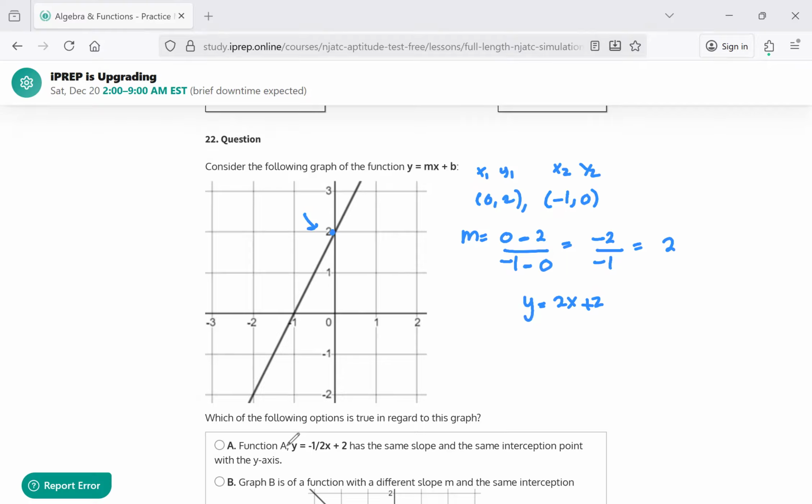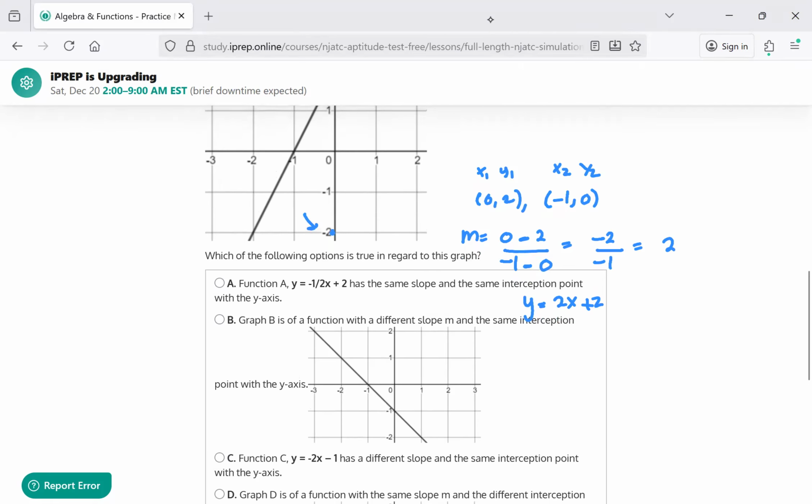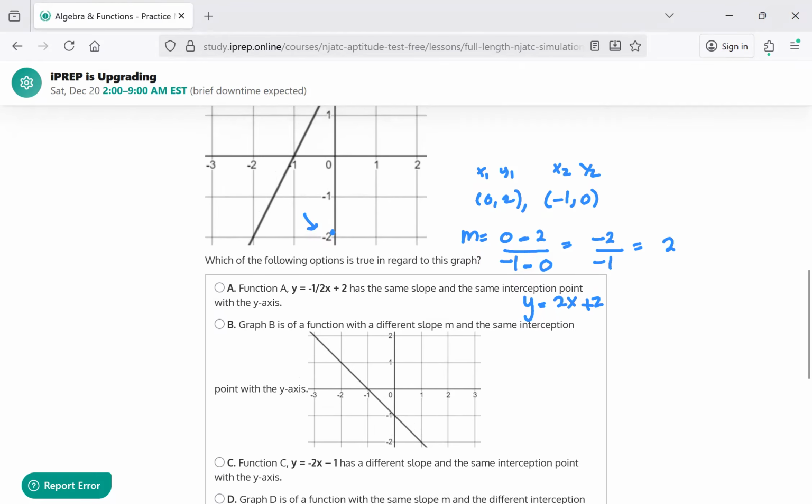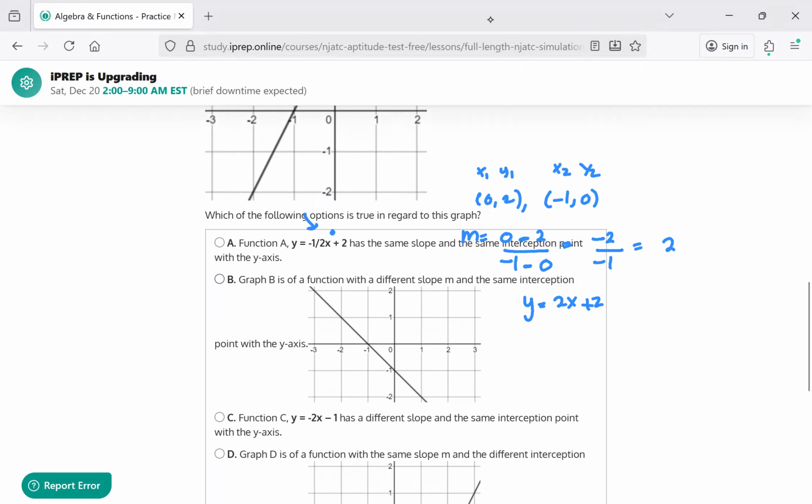Is it A? For the function A, y equals negative 1 half x plus 2, do they have the same slope? No, our slope is 2. This slope is negative 1 half, so it's not A. What about B? The graph of the function has the same slope and the same intercept. No, our slope is positive, this slope is negative. So no. What about C? Y equals negative 2x minus 1 has a different slope. Yes, our slope is positive 2. Their slope is negative 2 and the same intercept point. No. Our b is 2, theirs is negative 1.